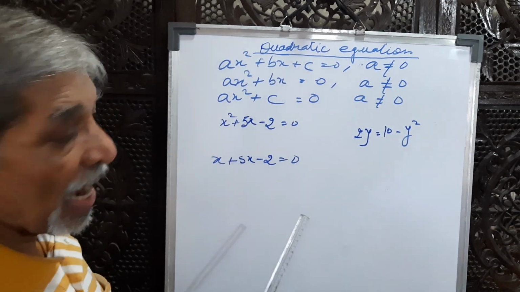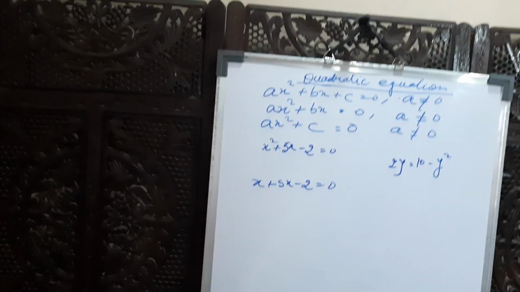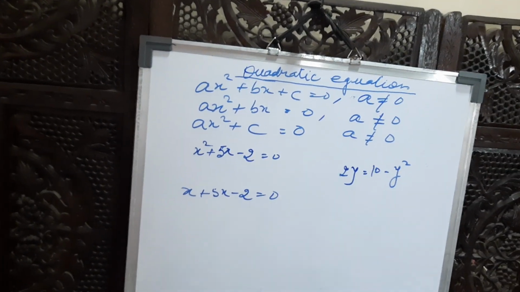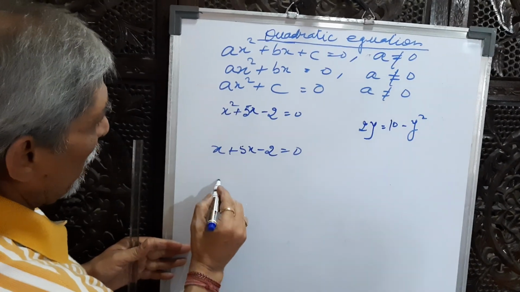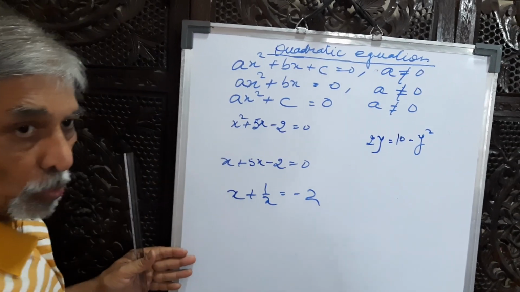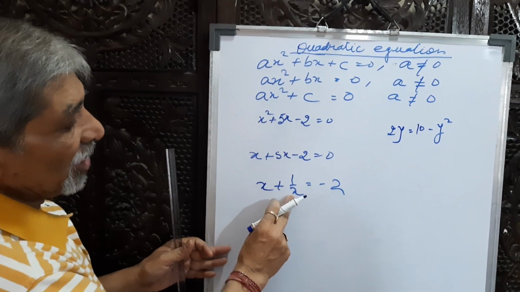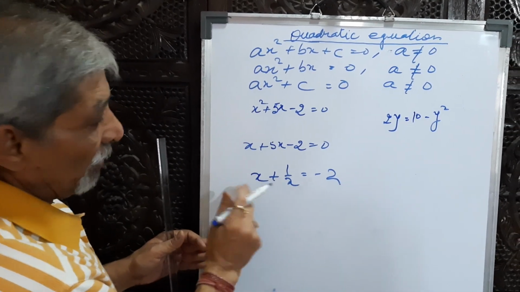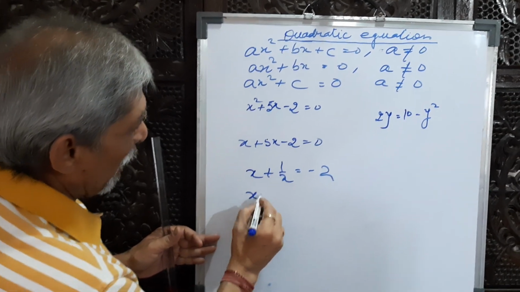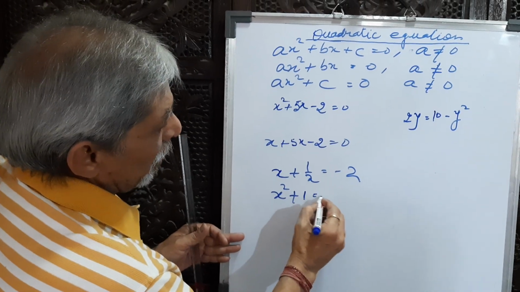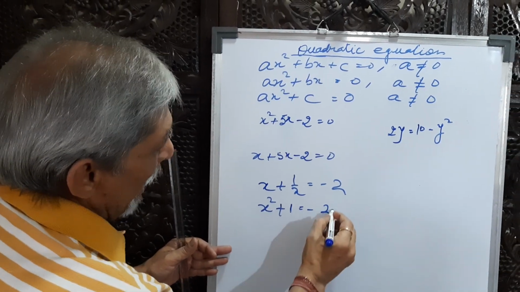Suppose they have given another equation to say whether it is a quadratic equation or not. If it is given x plus 1 upon x is equal to minus 2. Here in denominator we have got variable x. We will multiply x throughout the equation. X into x is x squared. X into 1 upon x is 1, is equal to minus 2x.